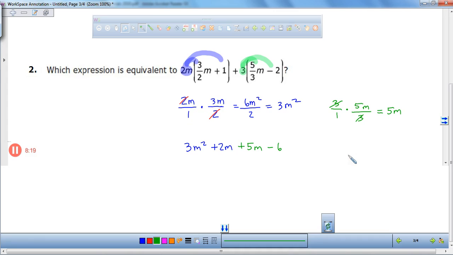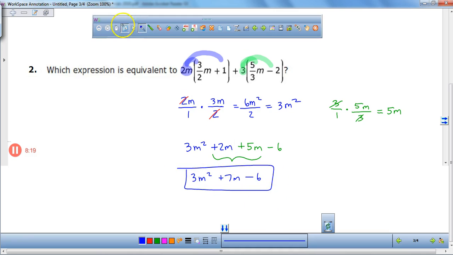All right, so now we just have to look for like terms. The only like terms we can combine are those right there. So our final answer is going to be 3m squared. 2m plus 5m is 7m, minus 6. And that's our final answer. All right, let's keep moving.